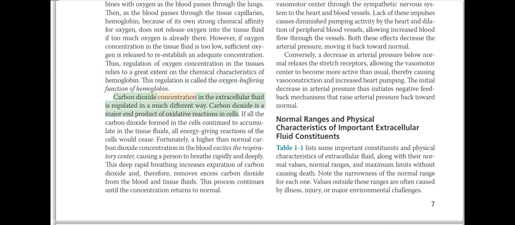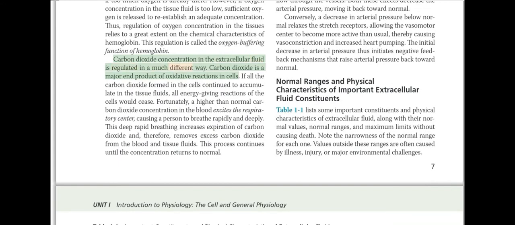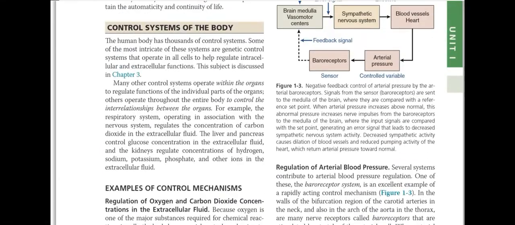Carbon dioxide concentration in the extracellular fluid is regulated in a much different way. Carbon dioxide is a major end product of oxidative reactions in cells. If all the carbon dioxide formed in the cells continued to accumulate in the tissue fluids, all energy-giving reactions of the cells would cease. Fortunately, a higher than normal carbon dioxide concentration in the blood excites the respiratory center, causing a person to breathe rapidly and deeply. This deep rapid breathing increases expiration of carbon dioxide and, therefore, removes excess carbon dioxide from the blood and tissue fluids. This process continues until the concentration returns to normal.